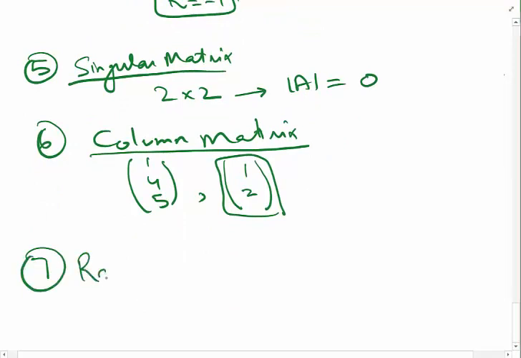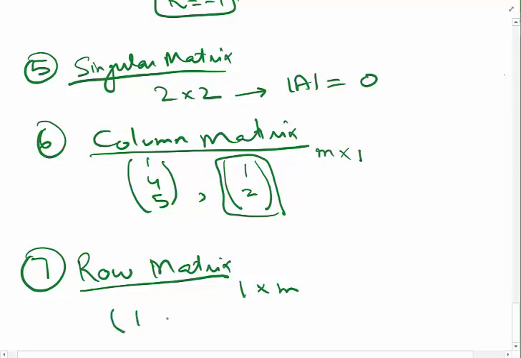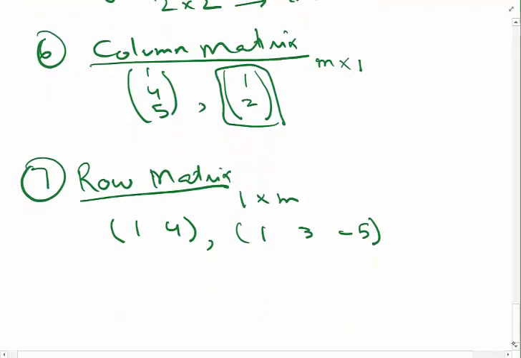And the last type of matrix is the row matrix. Now what is a row matrix? A matrix with exactly one row. So it is a type of matrix with the order of 1 by m, and for a column matrix you can say a type of matrix with the order of m by 1. So for a row matrix we can write 1, 4 as an example, or 1, 3, minus 5. Both of them are a kind of row matrix, right?